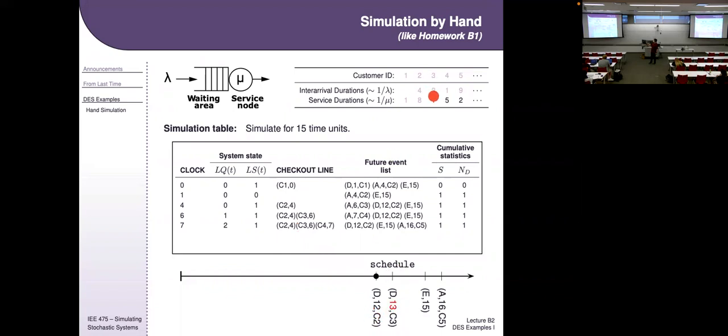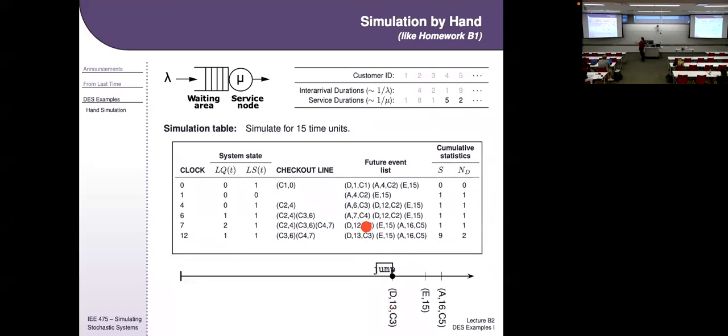So now C3's service time is only 1, but C3 had to wait. They arrived back at time 6. So it's currently time 12. So they had to wait a whole 6 minutes before they even get to start their service. That's the delay. So we update the clock. And then finally, this will end up being the last line, as we'll see.